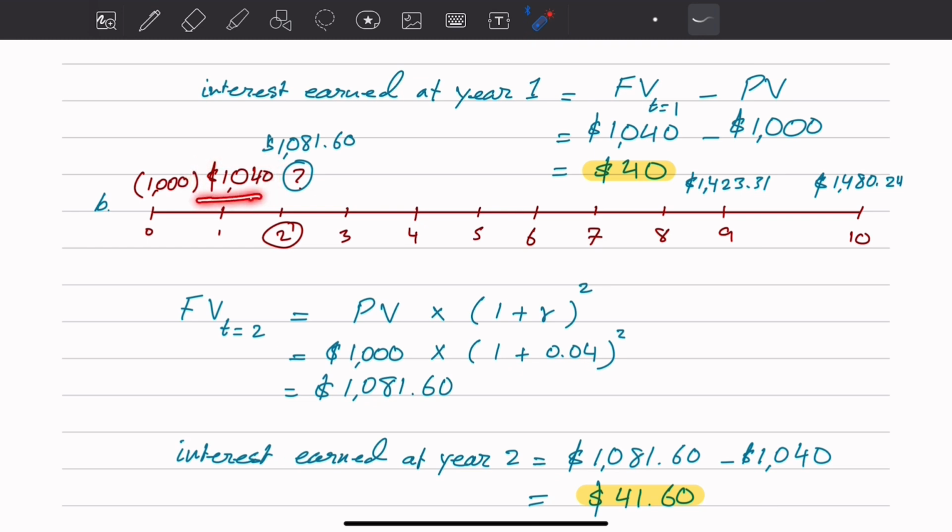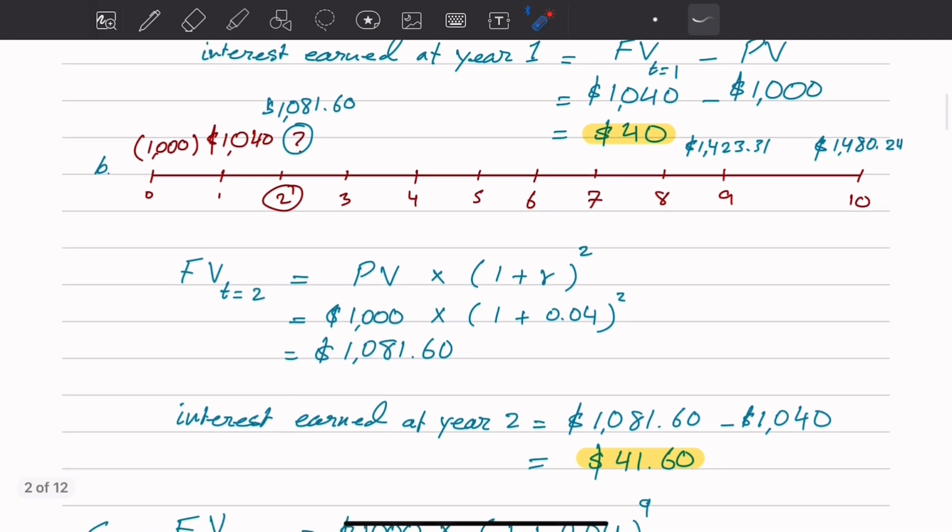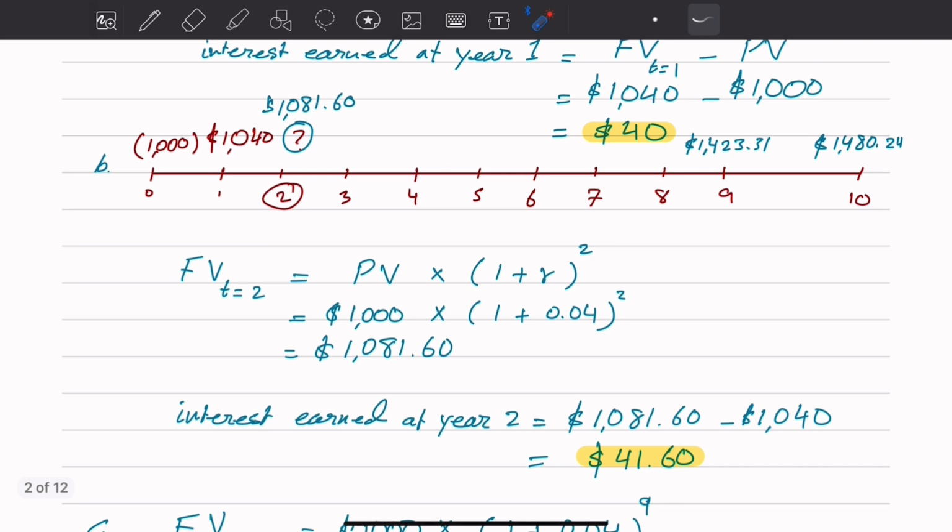Okay, and that's the power of compounding, because notice on the timeline how each year's future value becomes the present value for the year after. It becomes the principal for the year after. And you're no longer earning interest on the principal only, you're earning interest on the principal plus the interest from the previous years. Okay? Which gives you a compounding effect and increases the amount of interest earned in absolute value from 1 year to the year after.